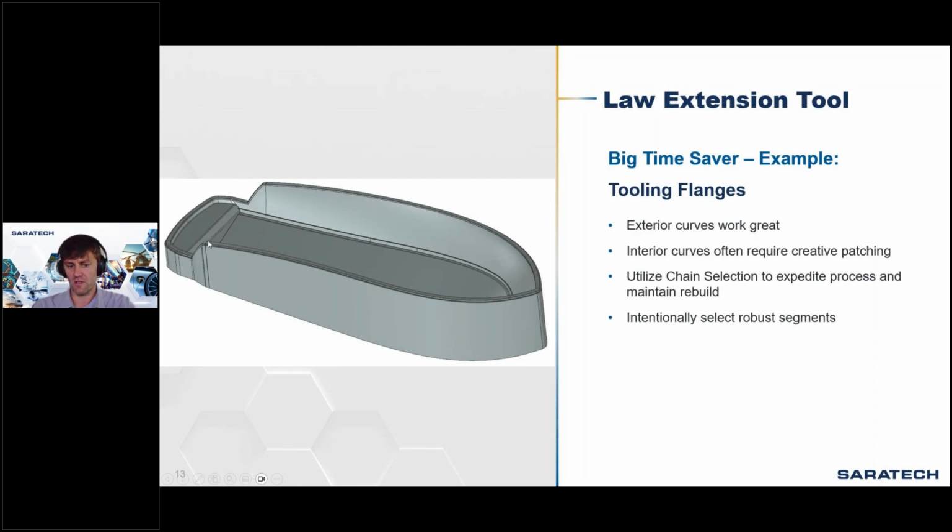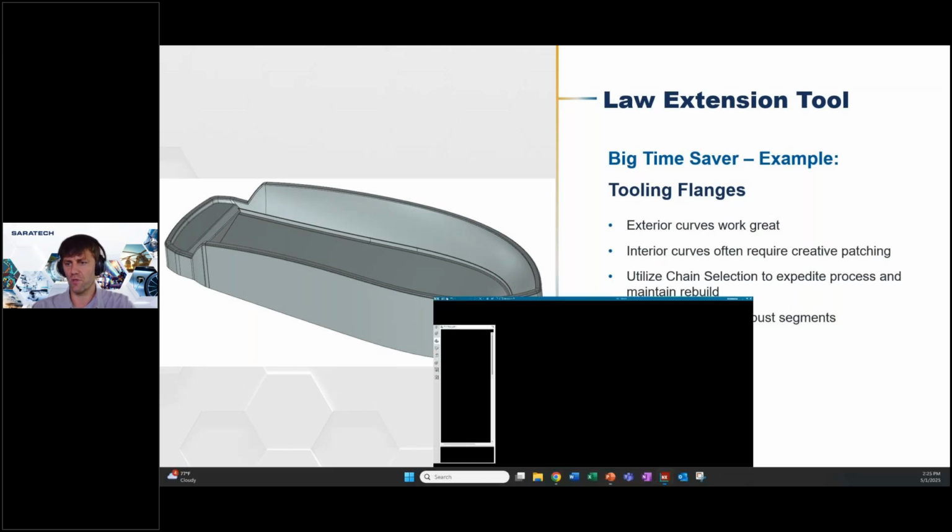Exterior curves, like, well, I'll go to the model in a second here. When you do exterior curves and everything can sweep in one direction, it works great, like around this bow. When you do interior curves, kind of like what I've got down here, sometimes with the law extension tool you'll have to use patching or other techniques to fill in the corners. So you kind of need to break it up into sections in some applications.